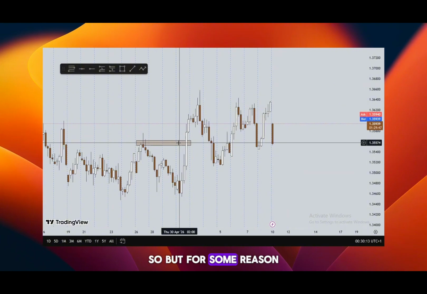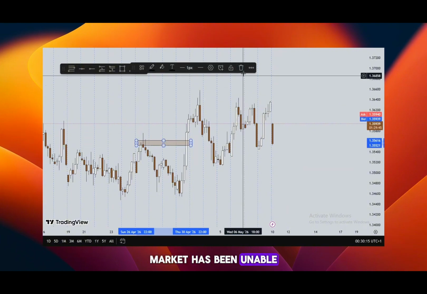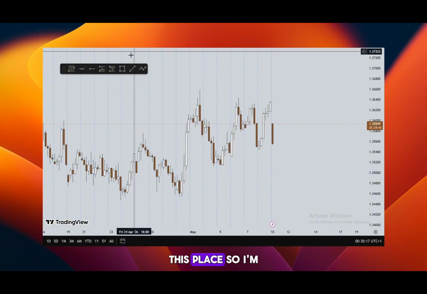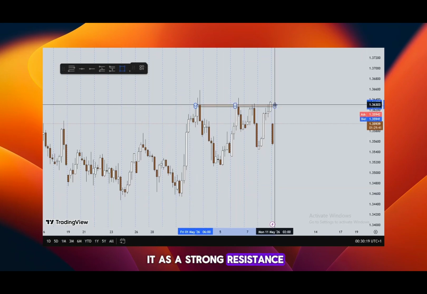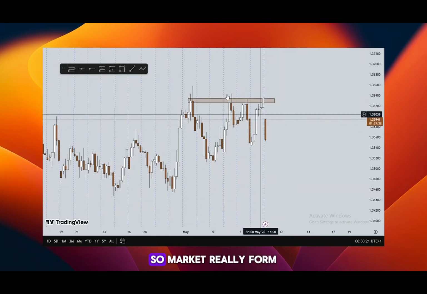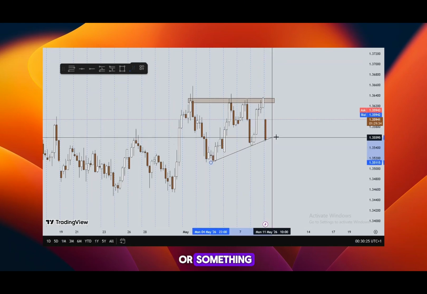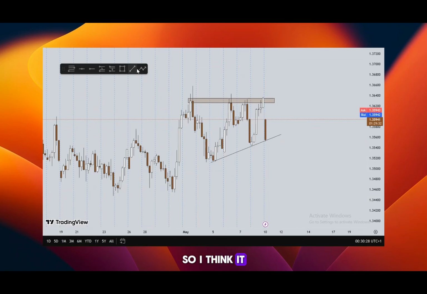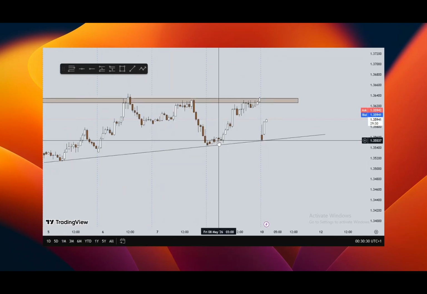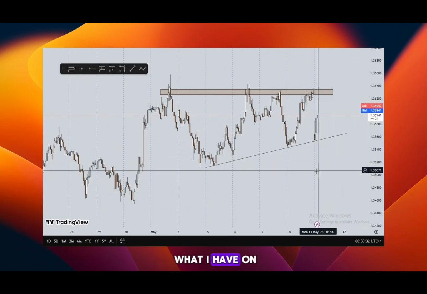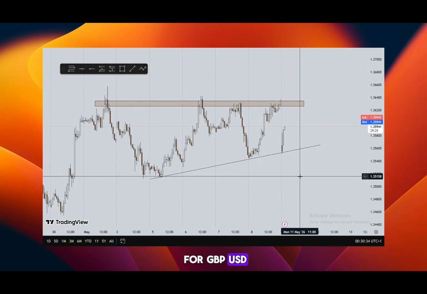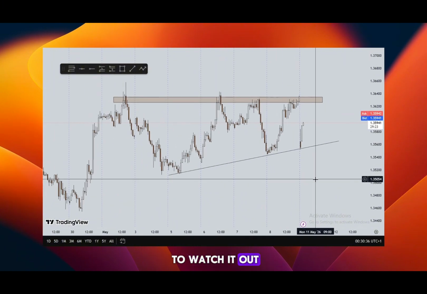But for some reason, the market has been unable to break through this place, so I'm just going to highlight it as a strong resistance. The market really formed some sort of triangle, and I think it should be clearer on the 1 hour. So this is what I have on the current price action for GBP USD. I'm just going to wash it out from here.